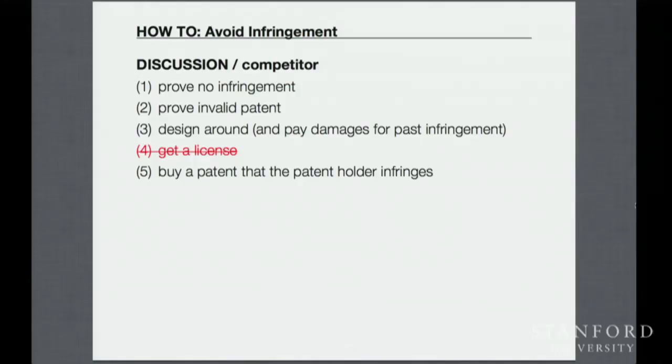Okay, let's see what I had. Some of the answers here. That we don't infringe. That the patent was actually invalid. We could design around it. That helps going forward, but it doesn't help going backwards. And so if you've been infringing for a few years, then you're still going to pay those damages. But you may be able to get around an injunction because you might not infringe anymore because you've designed around it.